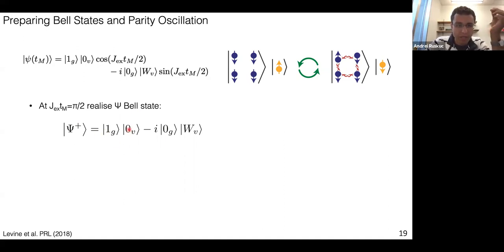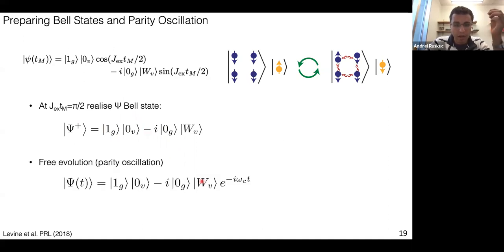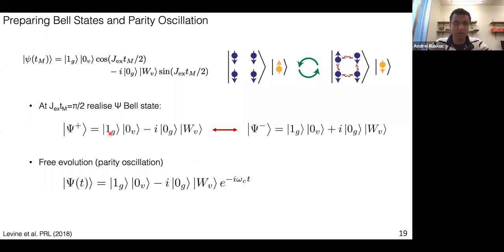So we can prepare this kind of psi plus type Bell state. But then once prepared, if we undergo just free evolution, the component of the state where the spin excitation lives on the vanadium will acquire phase at the vanadium C transition frequency when you're in an ytterbium rotating frame. And this means that the psi plus Bell state will actually undergo parity oscillations with its parity conjugate state, the psi minus Bell state.